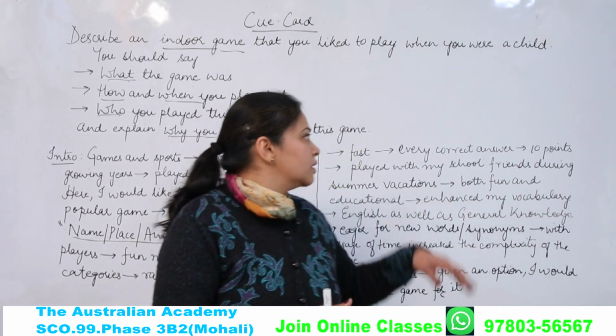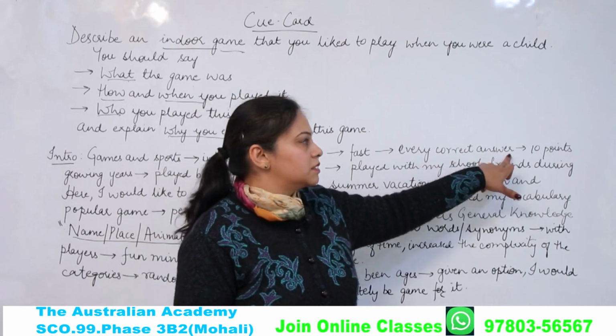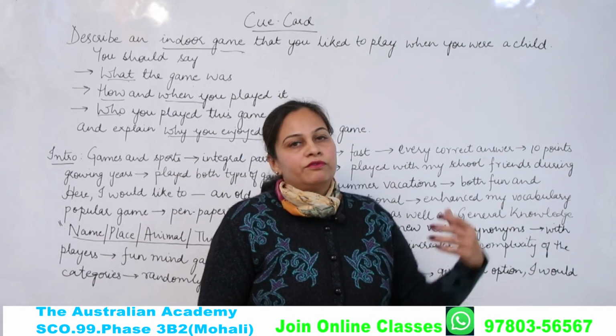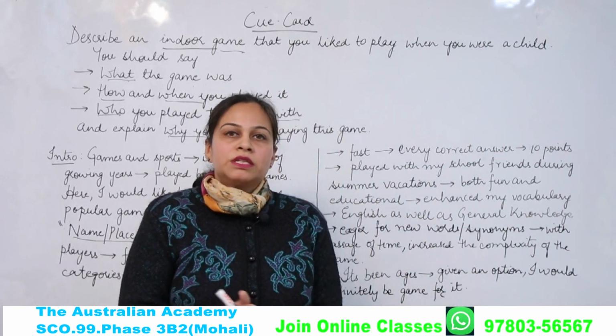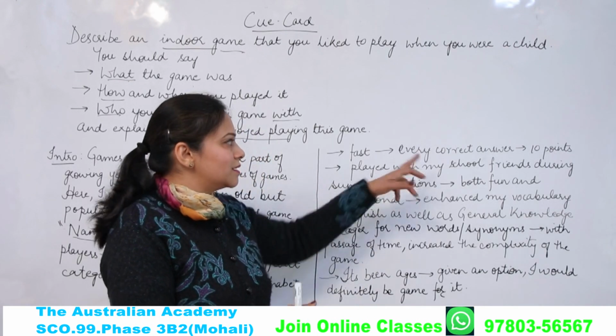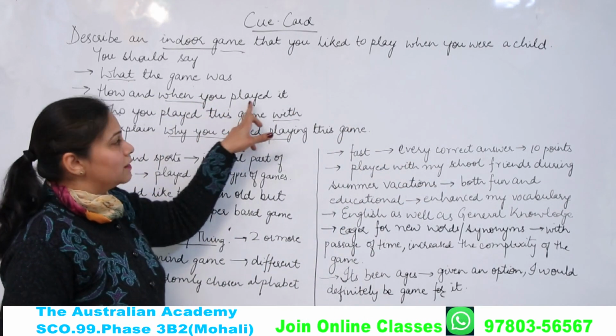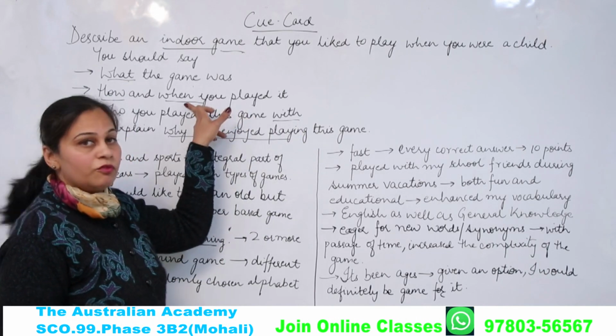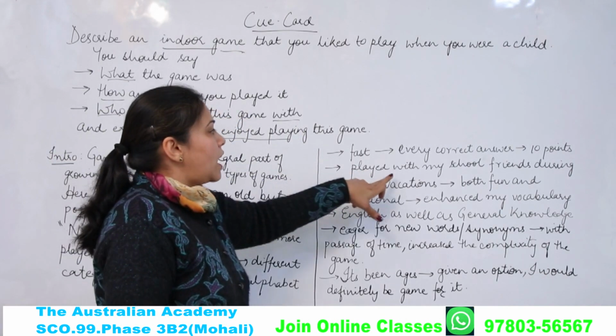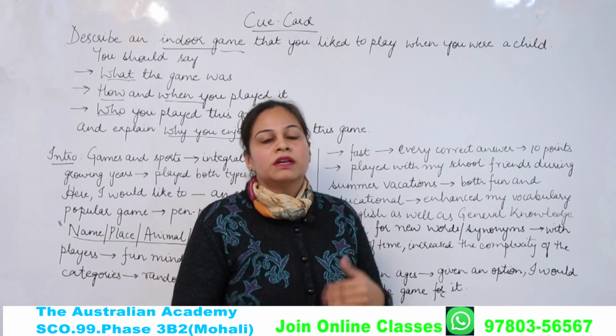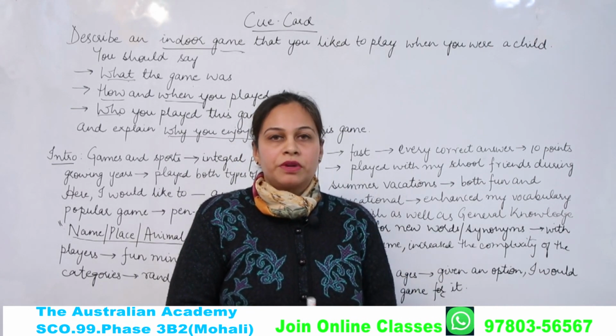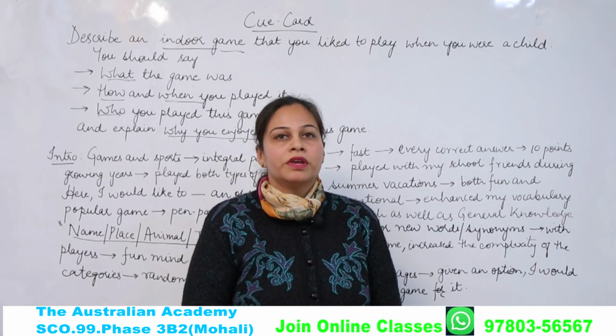Accordingly, the scores were awarded. For every correct answer, we gave 10 points, and if there was a tie, then the points were divided, 5 each. Okay, this is how you played this game. Then we have to answer when you played it. I played it with my school friends during my summer break, because outside the temperature was very high, so we did not prefer going outdoors.